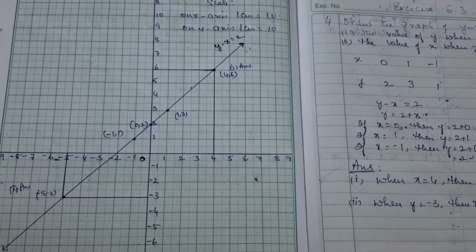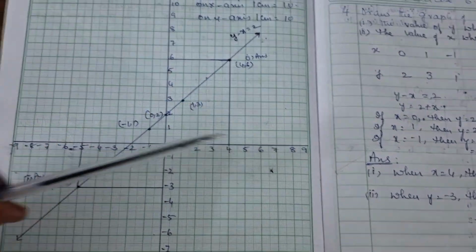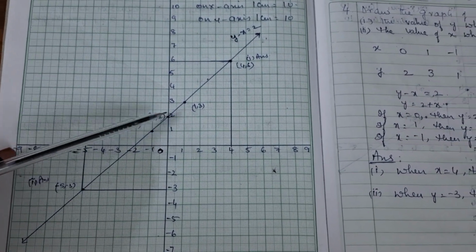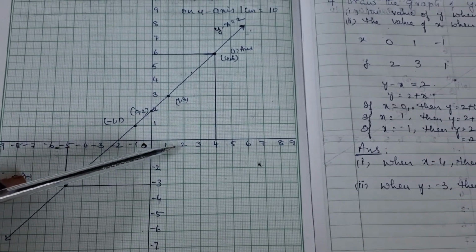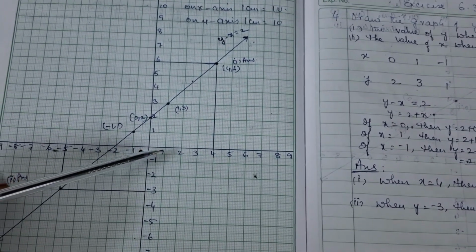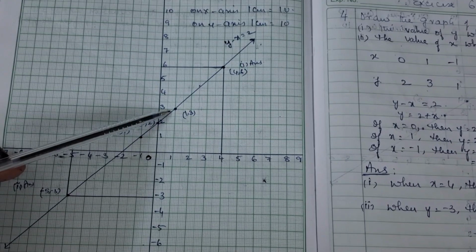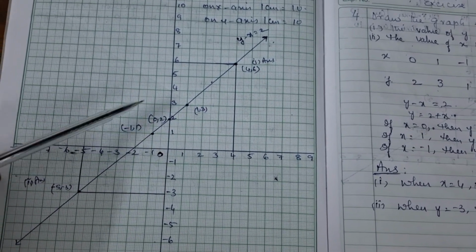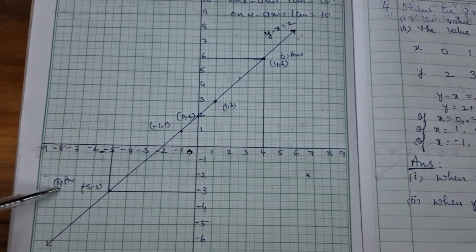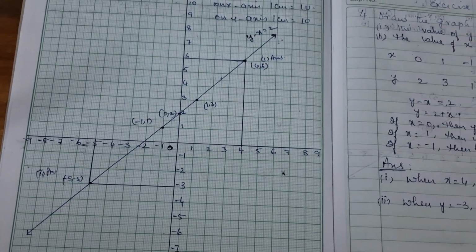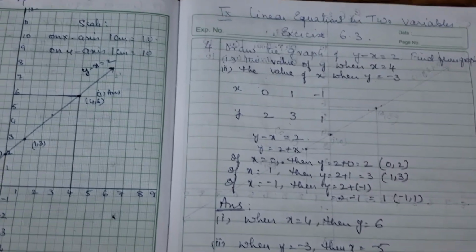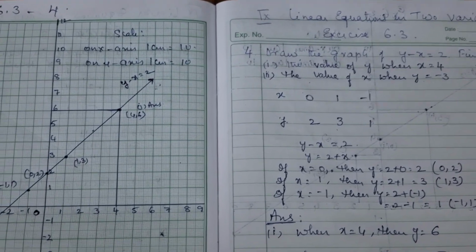Now x is 0, y is 2. And x is equal to 1, y is equal to 3. This is (1, 3). And x is minus 1, y is 1. So this is the straight line that I have got, children.